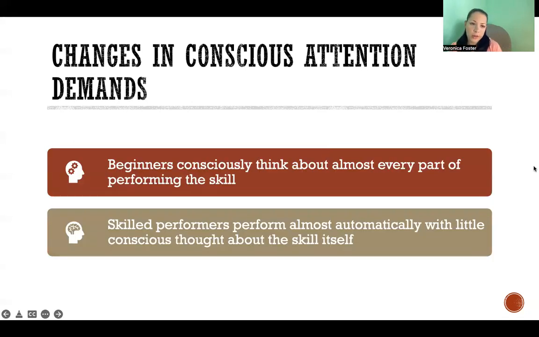Changes in conscious attention demands. Beginners consciously think about almost every part of performing the skill. That's the cognitive phase. And then with practice and learning, skilled performers perform almost automatically with little conscious thought about the skill itself. So we move all the way to the other end of the spectrum to be autonomous.